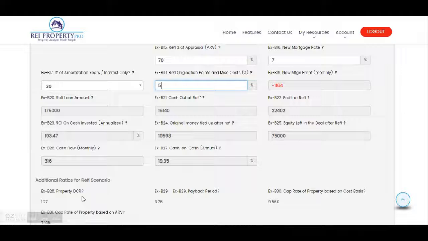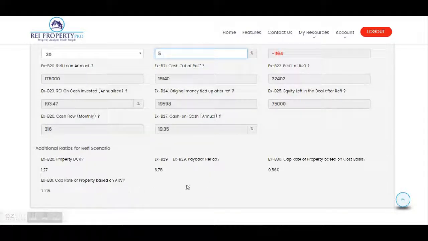review our DCR percentage. This is very important when calculating an income producing property. You will see also your cap rate for holding on to a rental property for your cost basis and based on the ARV. As you can see, you will have a full understanding of your project's potential as a rental property and whether or not you should keep this as a rental or sell this property as a flip.